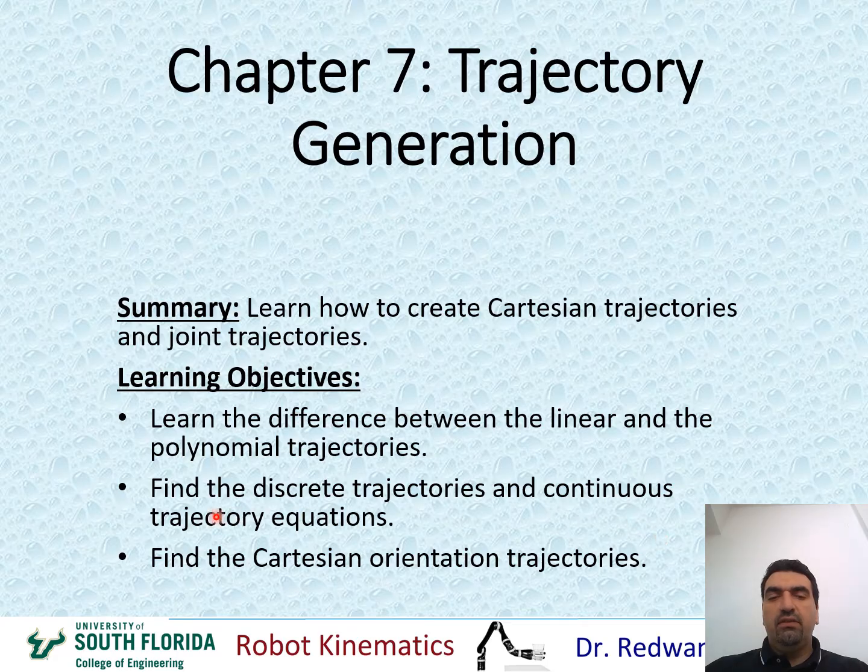These are not covered in the textbook. And basically, this is when you have a trajectory for orientation that deals with rotation matrix or alpha, beta, gamma orientation variables. So these are completely different ways to find the trajectories, and we're going to cover that in this video.